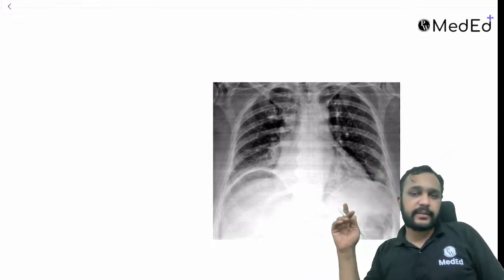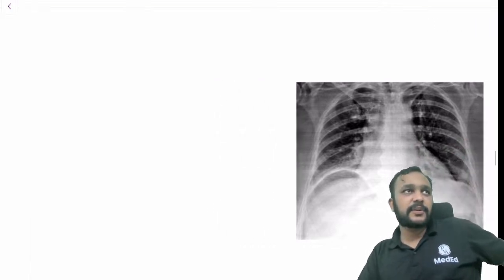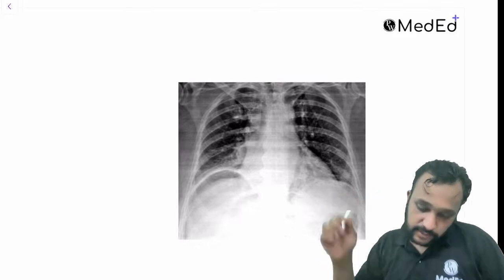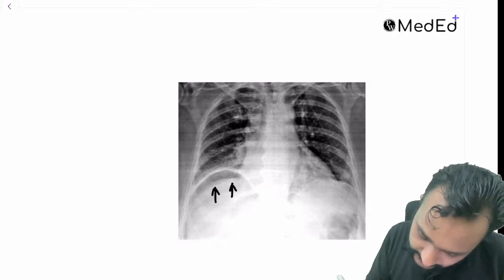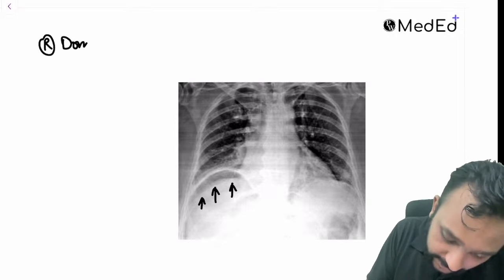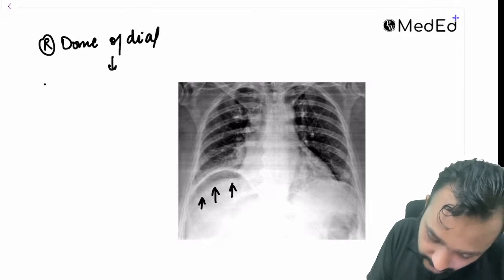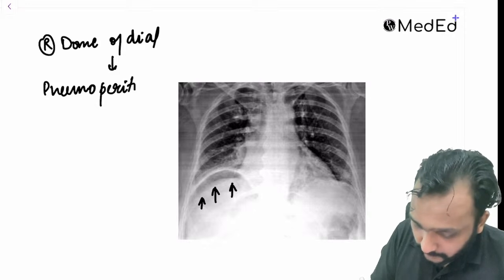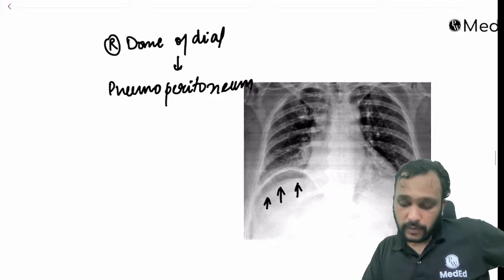Now, very important X-ray as far as your exam is concerned. So, guys, what are we able to see in this X-ray? Can anyone tell me? In this X-ray, we can see that there is free gas under the right dome of diaphragm. This is seen in patients with pneumoperitoneum.